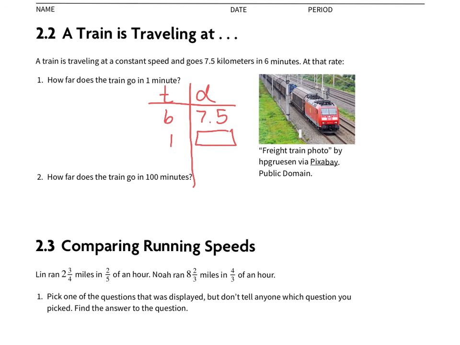I'm going to have you do that division, divide it out, check your answer. And then the next question, how far does it go in 100 minutes? So a little division of decimals here. And then we're going to skip 2, 3. And then go into your book and work on the problems you are assigned.